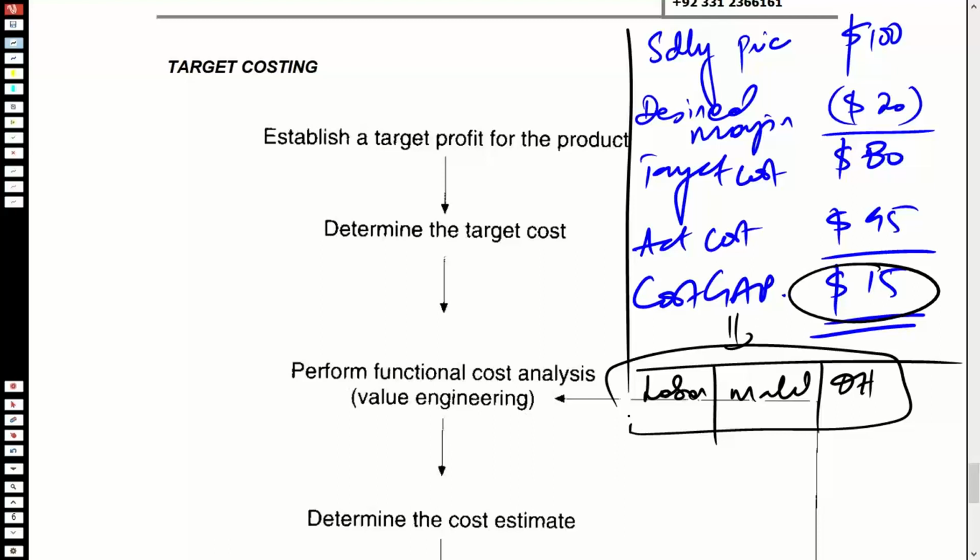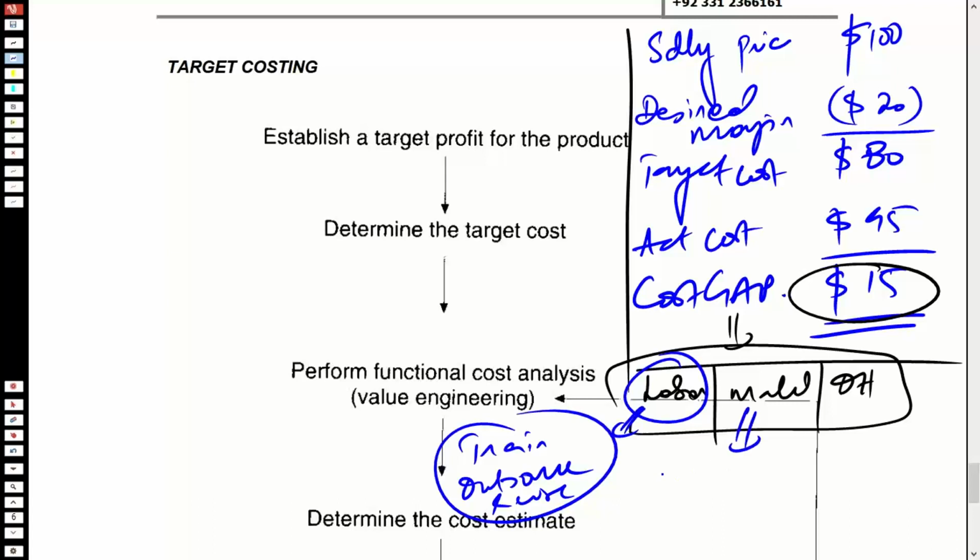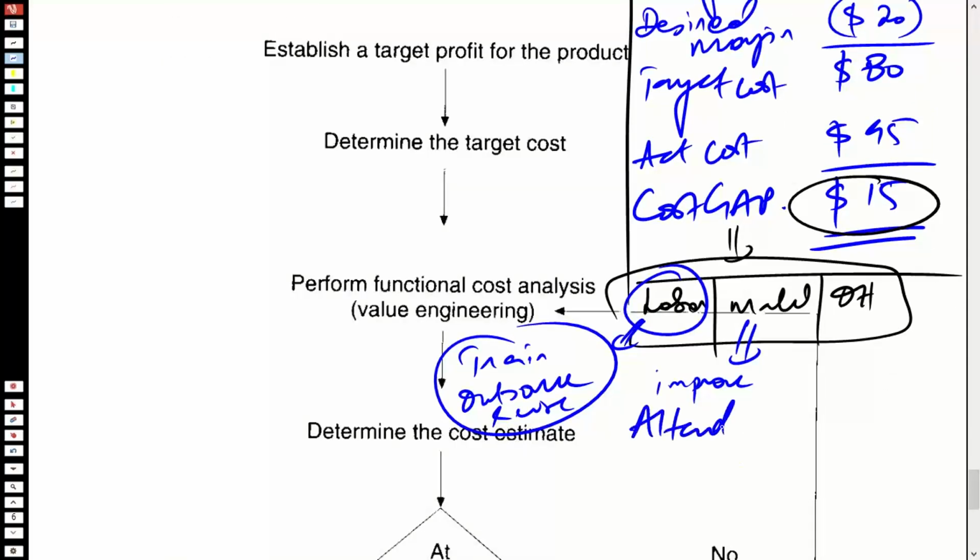Now, what we do is try to reduce this gap. If it is labor, you might train them, you might outsource them, you might revise their arrangements, etc. If it is material, you might improve the efficiency of the way the material is being used, or find an alternate material, or try to eliminate the wastage of material. There could be a lot of things.